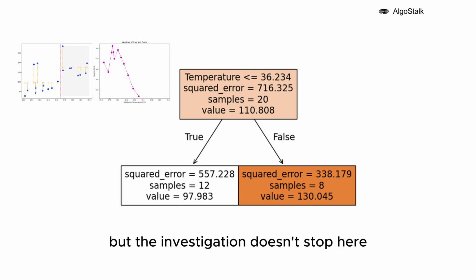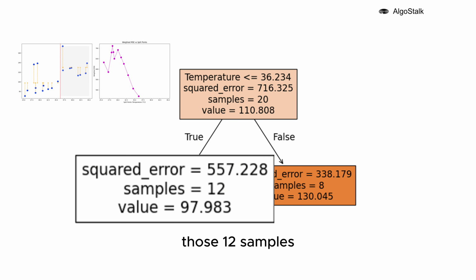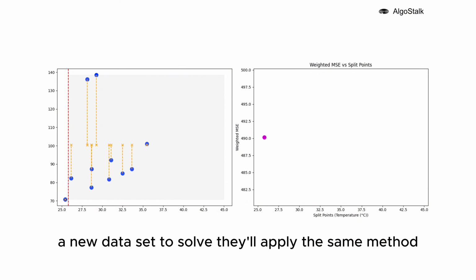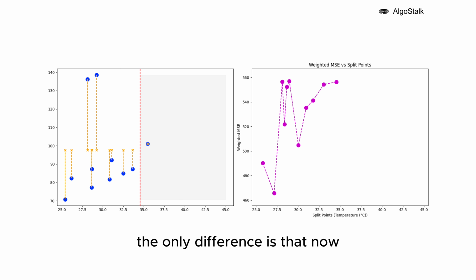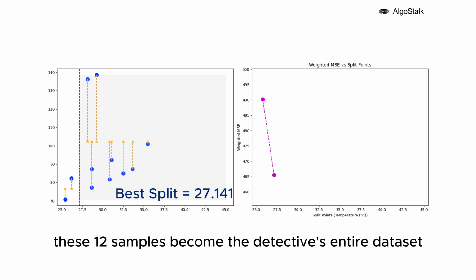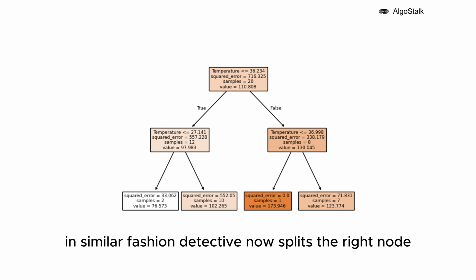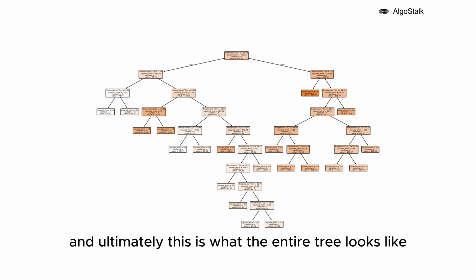But the investigation doesn't stop here. Now, the detective zooms in on the left group, those 12 samples. To the detective, this left group is like a fresh case, a new dataset to solve. They'll apply the same method, searching for the best split just as they did before. The only difference is that now, these 12 samples become the detective's entire dataset at the current depth. This is what our tree would now look like. In similar fashion, the detective now splits the right node. The detective keeps on following this process to grow the tree, and ultimately this is what the entire tree looks like.